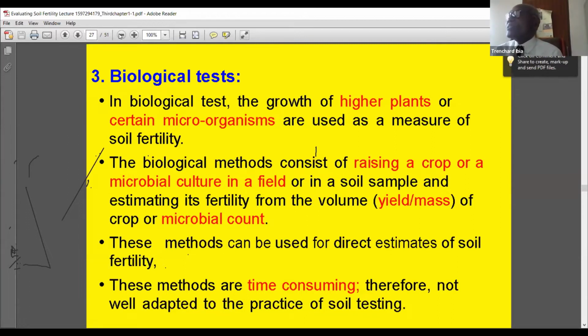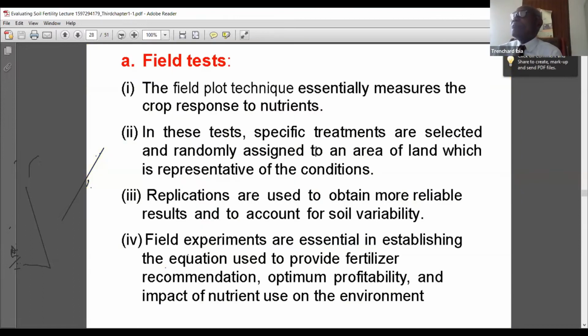These methods can be used for direct estimates of soil fertility. These methods are time-consuming, therefore not well adapted to the practice of soil testing in this part of the world. As part of biological tests, we commonly do field tests. The field plot techniques essentially measure the crop response to nutrients.